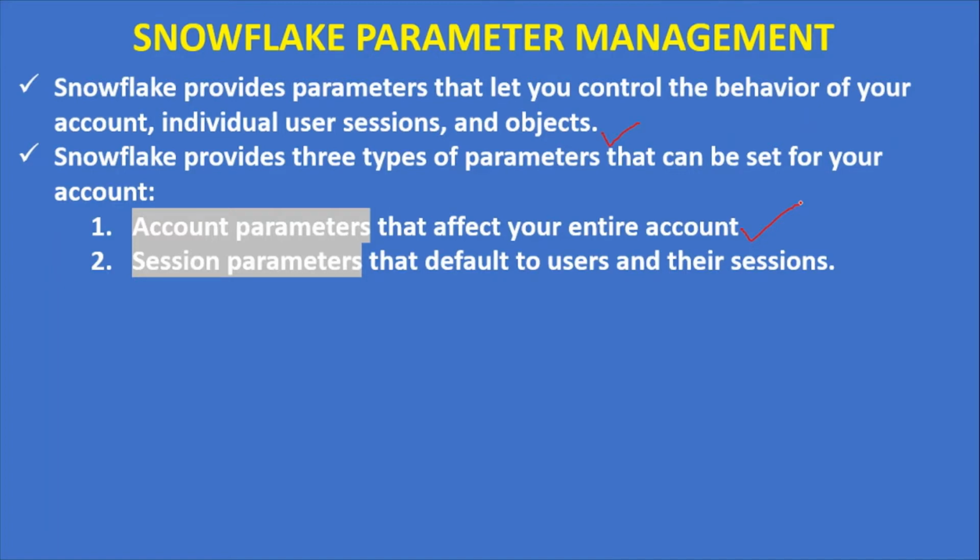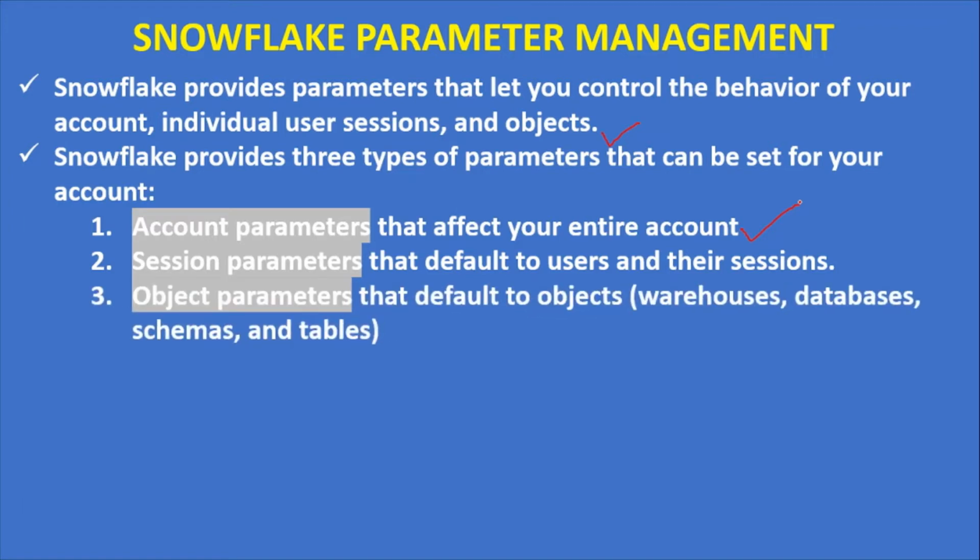Session parameters. This is the second one, which defaults to users and their sessions. If you set any parameter particular to a user, then that parameter will apply to that user and their sessions. The third one is the object parameters that default to objects like warehouses, databases, schemas and tables.